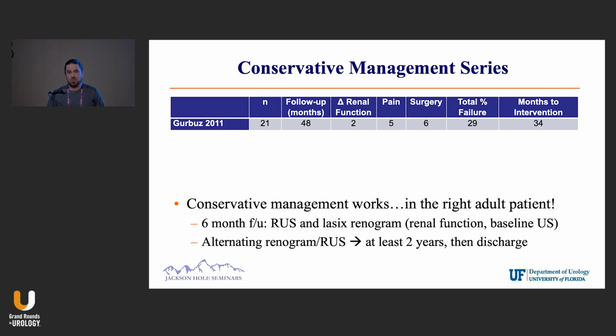That's for those patients who are compliant, right? So I like to do a renal ultrasound and a Lasix renogram at my first 6-month visit to get a little bit of both, and then I'll alternate those for at least 2 years. I think the data says if they're stable after 2 years, they can probably be discharged, and the hope is that should they be in that group that progresses, they'll have pain.